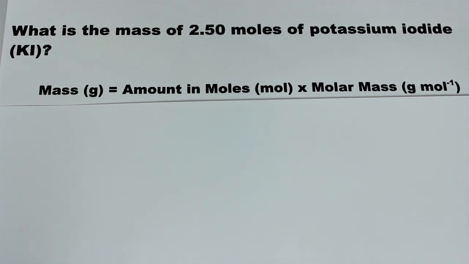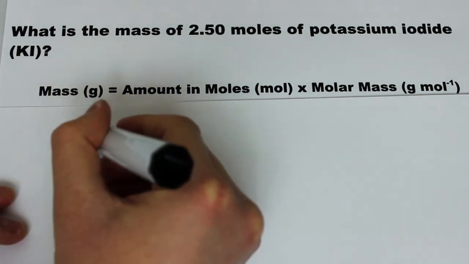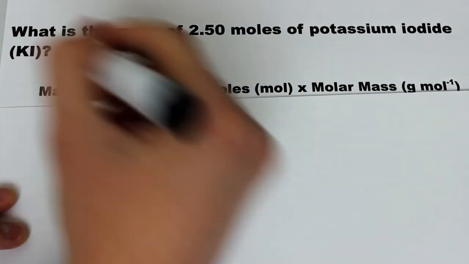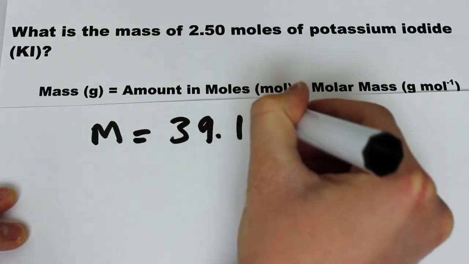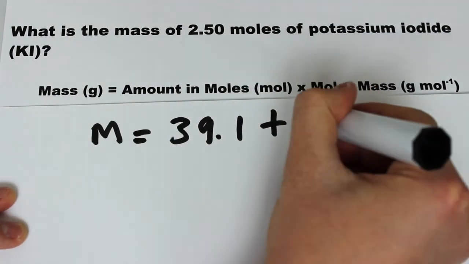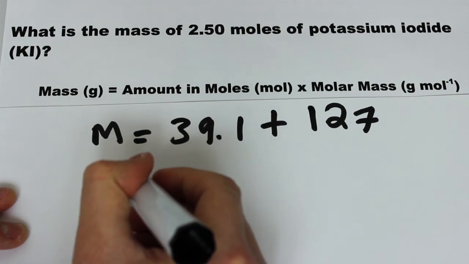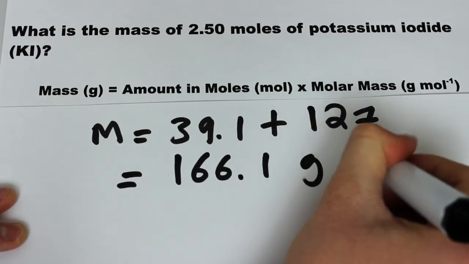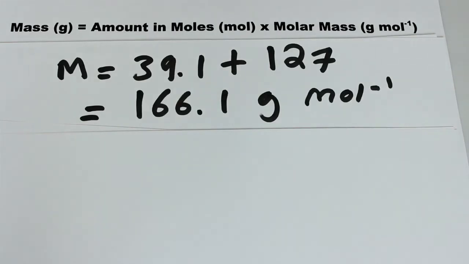So the first thing we have to do, as we did in the previous calculations, is work out the molar mass of the chemical substance involved, which this time is potassium iodide. So we do that by considering the chemical formula of potassium iodide, which states that we have 1 potassium and 1 iodine. So to work out the molar mass of potassium iodide, we must do the following. M, symbol for molar mass, equals the relative atomic mass of 1 potassium, which is 39.1, plus the relative atomic mass of 1 iodine, which is 127, and then we get a molar mass of 166.1 grams per mole.